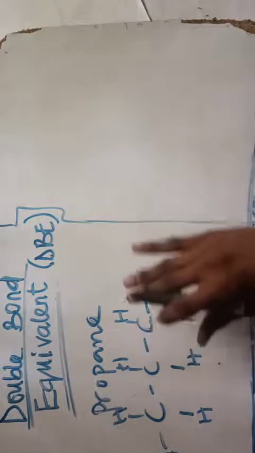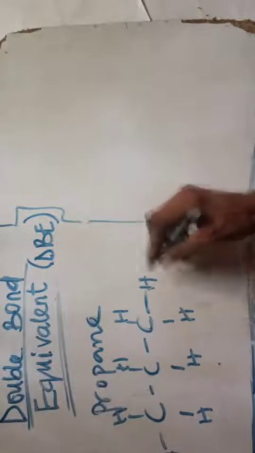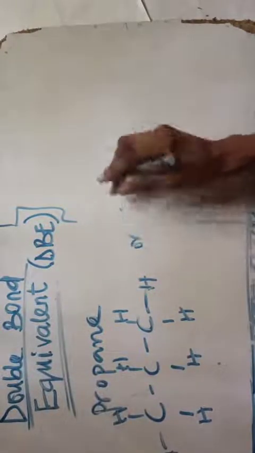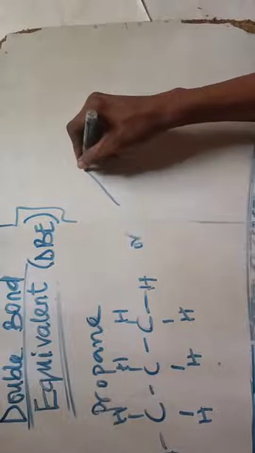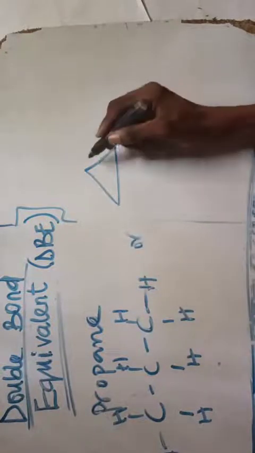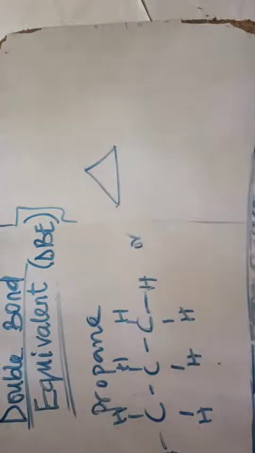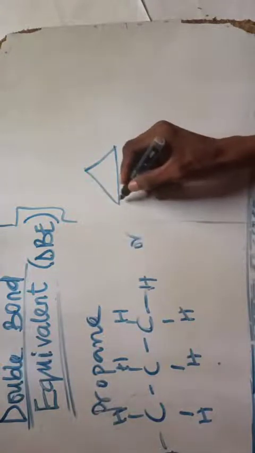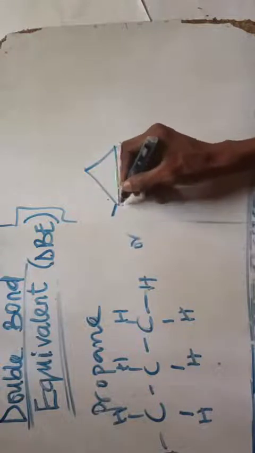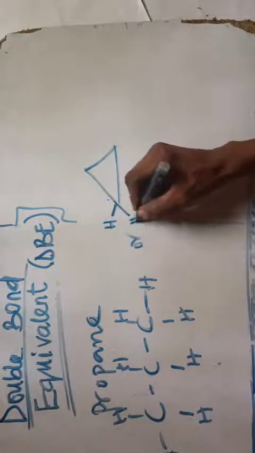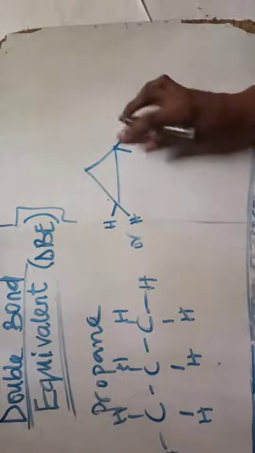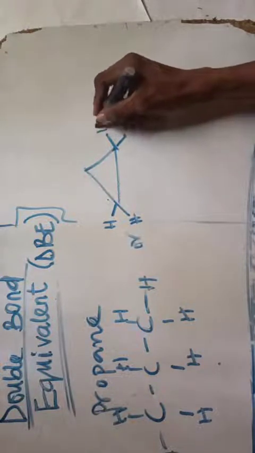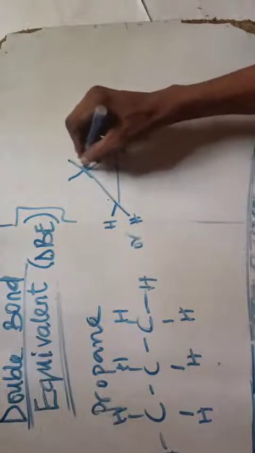Now if I want to draw the same propane as a ring, I can have something like this. It has 3 carbons, but it will not give me the same number of hydrogen. I'll have 2 hydrogen here, 2 hydrogen here, and 2 hydrogen here.